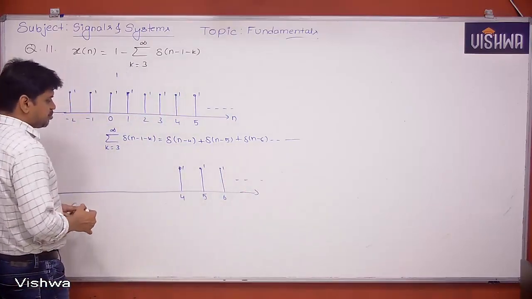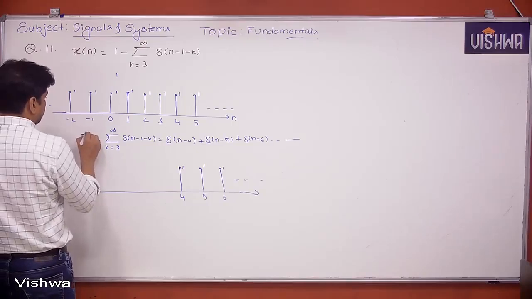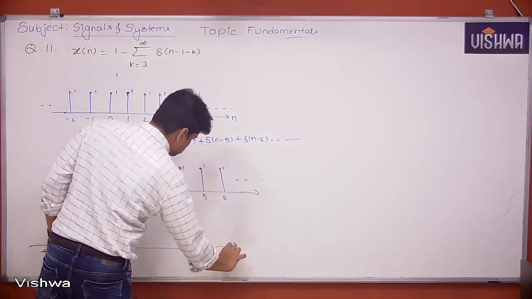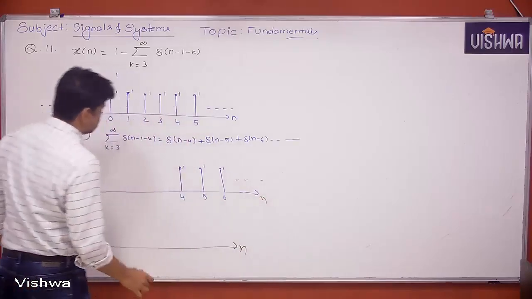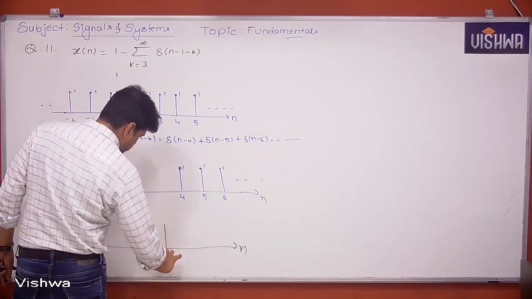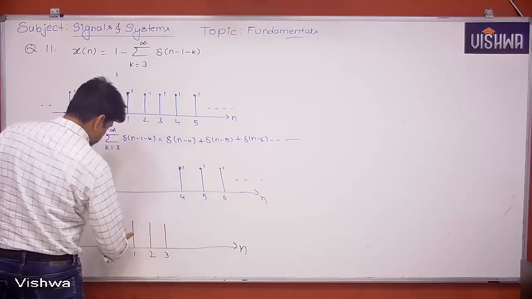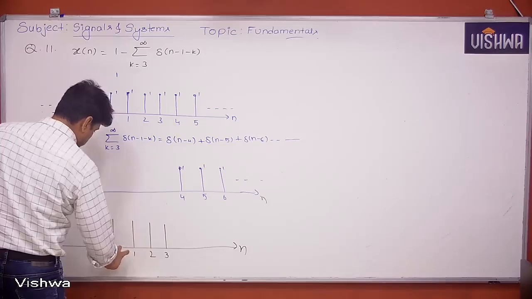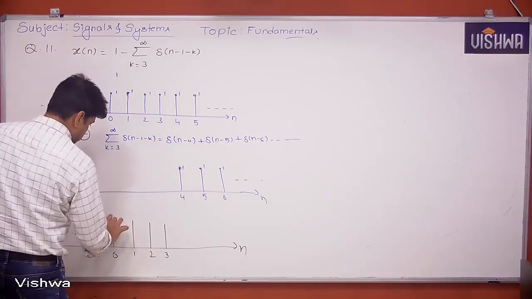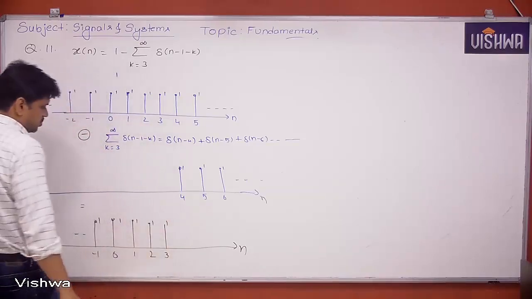So if I subtract this from 1, what is the result? From 4 onwards it is 0, so it exists only up to 3: 3, 2, 1, 0, minus 1, and so on. This is the function that we finally get.